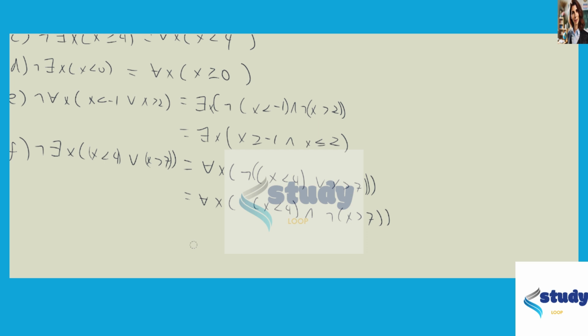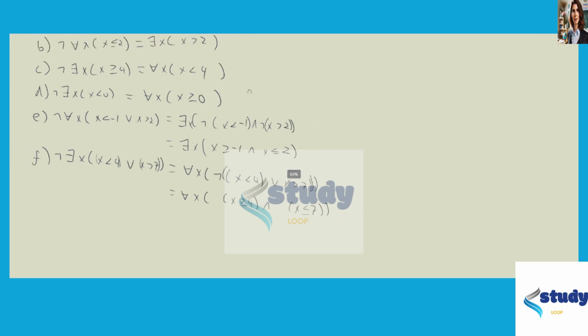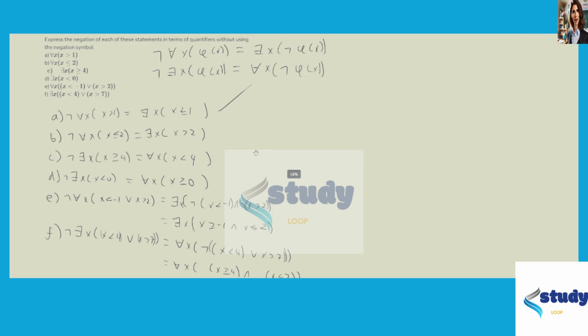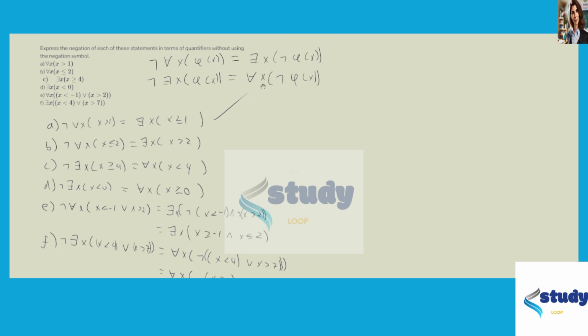To negate this, if x is not less than 4, x is greater than or equal to 4, and if x is not greater than 7, it's less than or equal to 7. And so there we go. We've negated all of these statements just by using this quantifier switching business, and in the last two cases, De Morgan's law, to not have any not symbols in it.